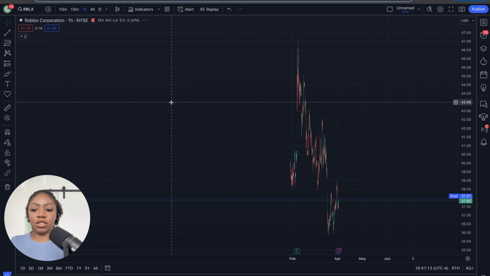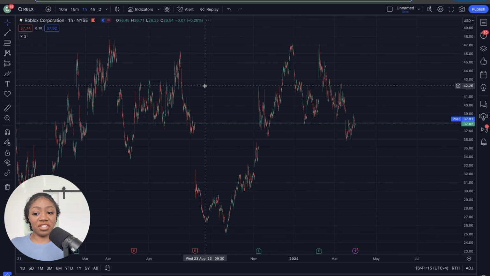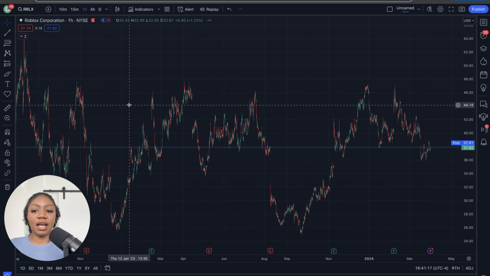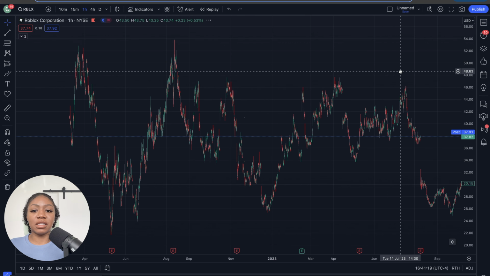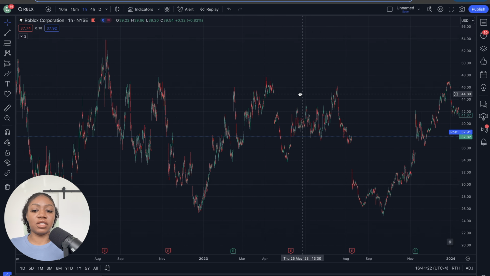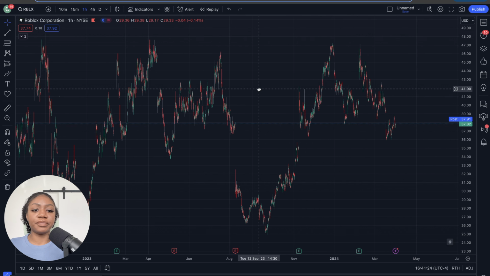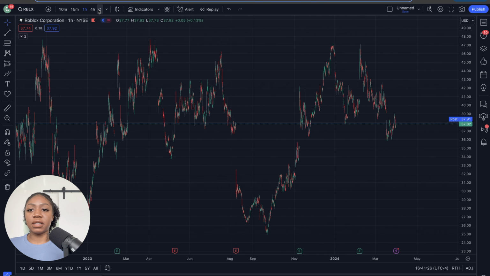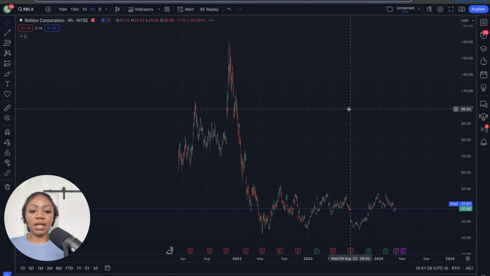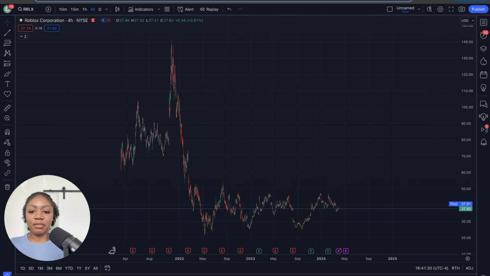Roblox. So I used to trade Roblox a lot, actually. And in my course, I have a lot of examples on Roblox because it was very fun to trade and easy to trade, especially if you have a small account. As you can see, Roblox is a little bit more interesting and dynamic. We have some zigzag motion going on.